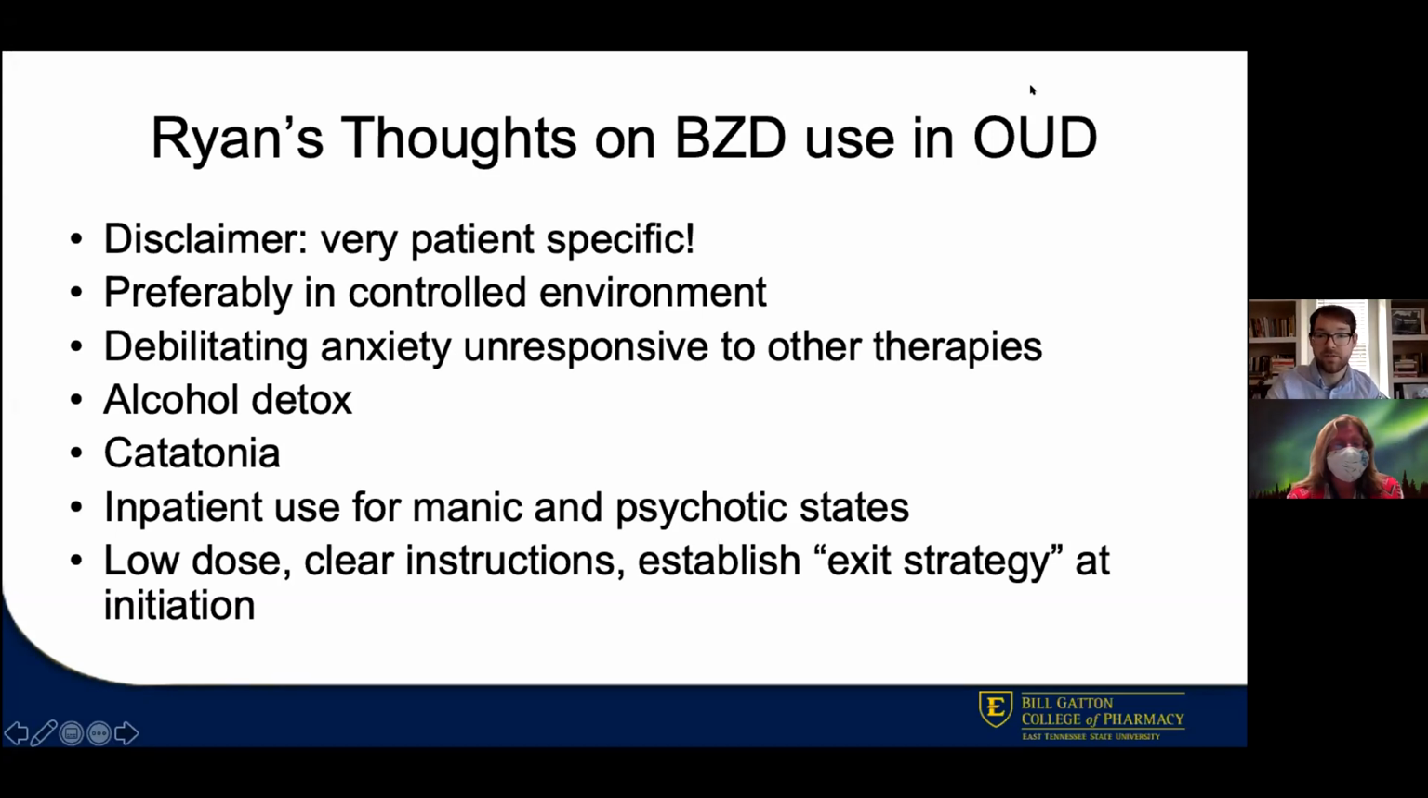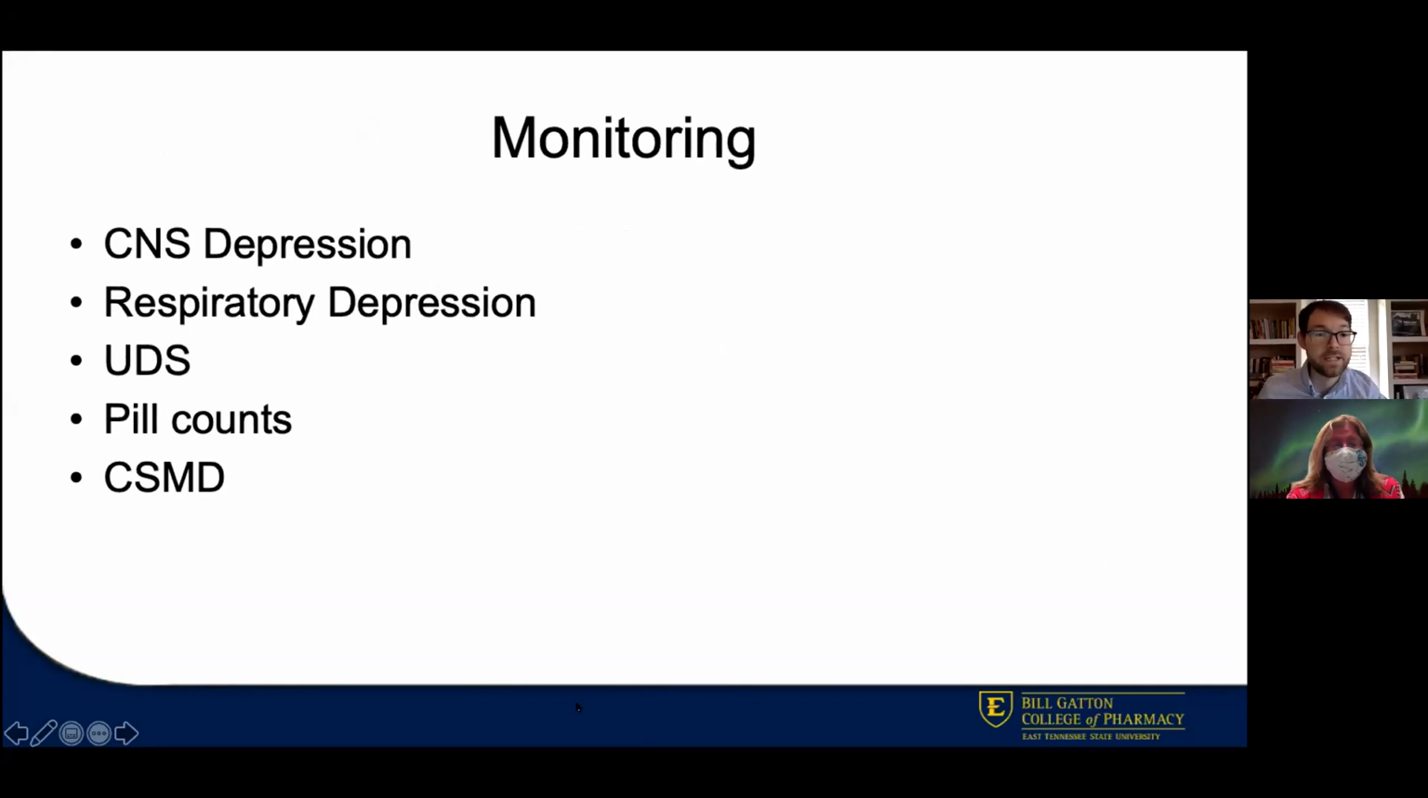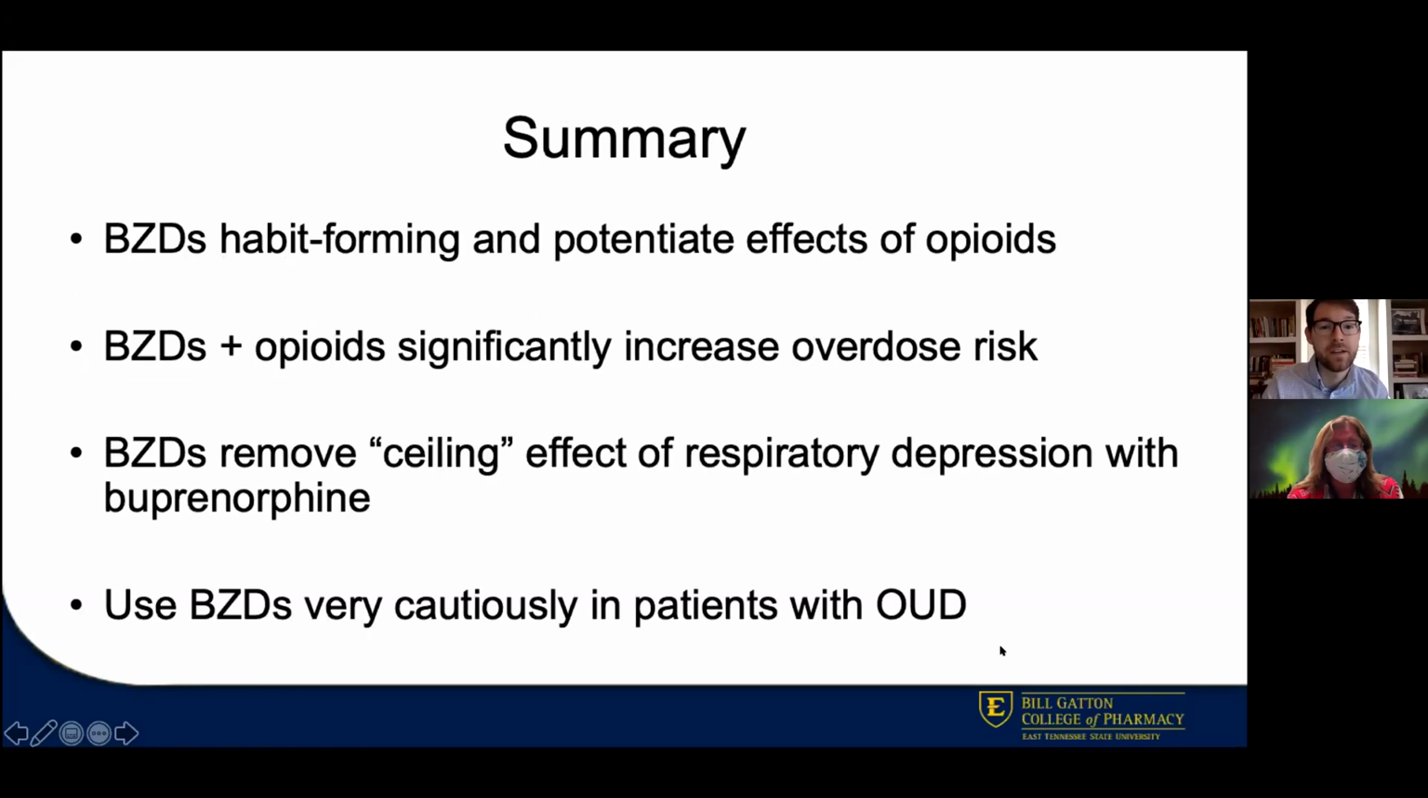If this happens, or if it's not helping you, then we're going to stop prescribing this. That way it's very clear up front. So monitoring CNS depression and respiratory depression, we're looking for falls, we're looking for difficulty breathing, and we're making sure that our patients that have opioid use disorder and benzos have naloxone. Check UDSs, pill counts, CSMD, some of the same stuff that we use when we are treating patients with opioid use disorder in general.